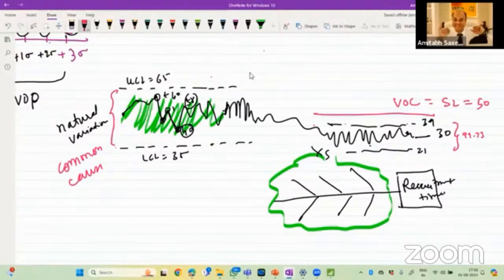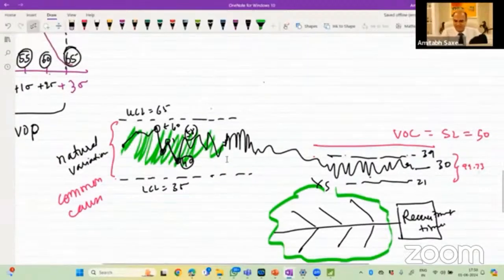You have changed the system. And that is what a green belt or black belt does. It changes the DNA of the process by doing root cause analysis. And that's what we are learning. How will you do that? Let us learn. So now in the measure phase, it's a simple thing.